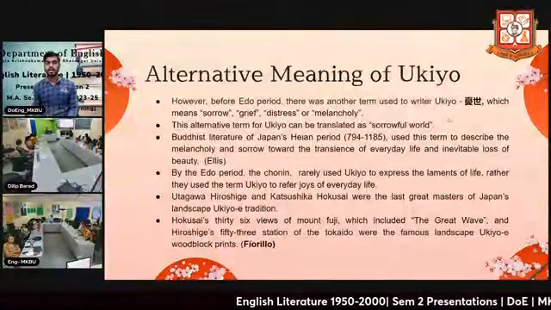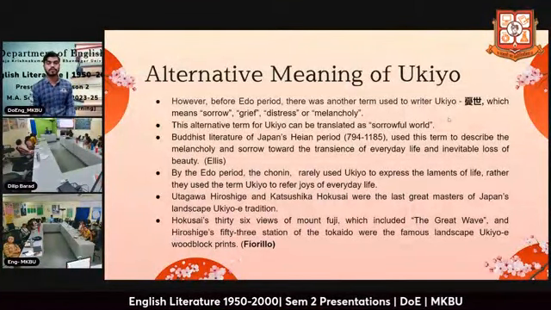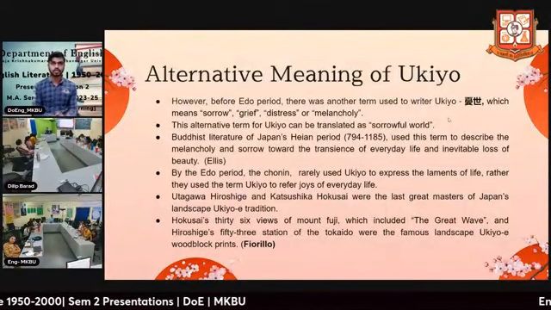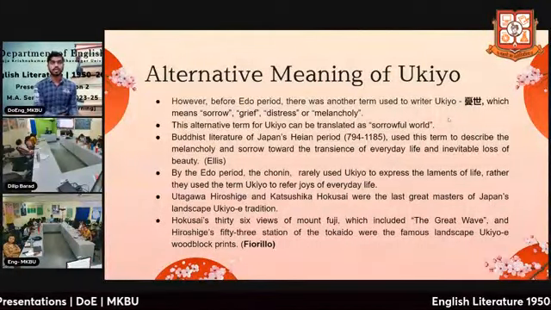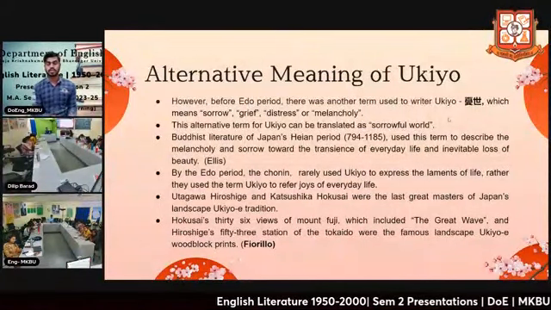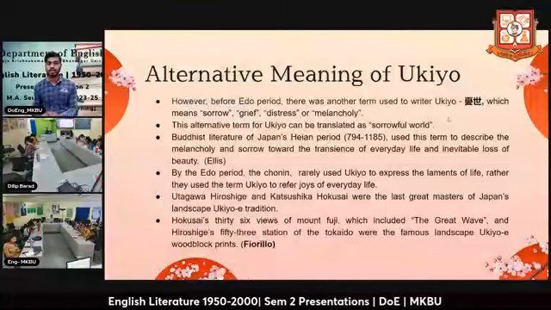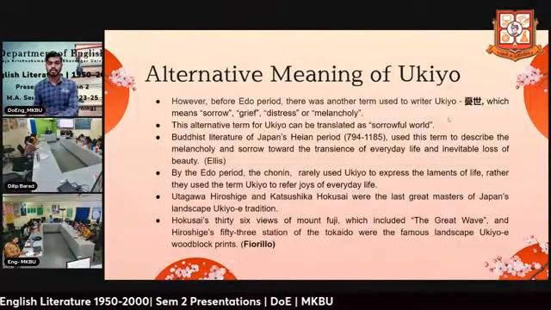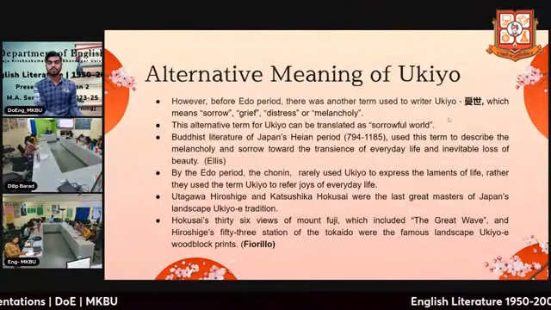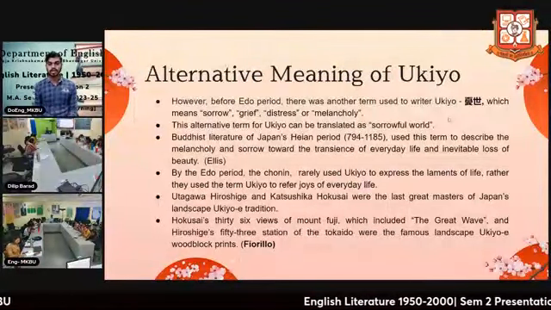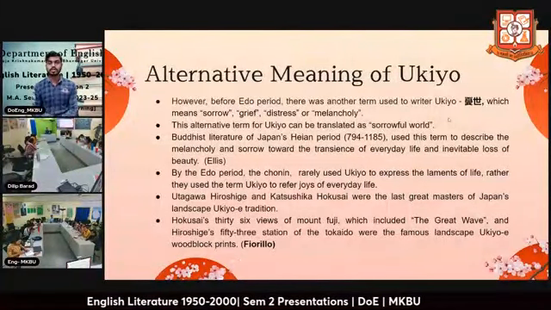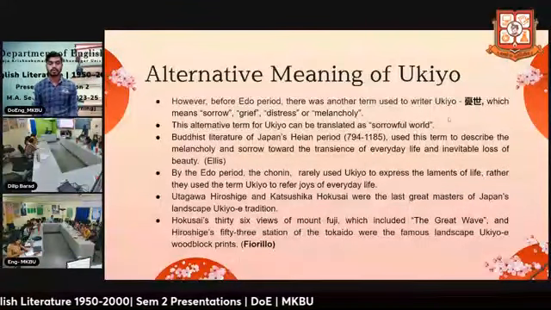However, there is another connotation of ukiyo-e as well. Long before the Edo period, there was a Buddhist connotation, and it was during the 9th century Heian period. They used this term to describe the ephemeral beauty and the melancholy of life. This term was used to connote the sorrowful world, and they used this word for the transience of everyday life and the inevitable loss of beauty.